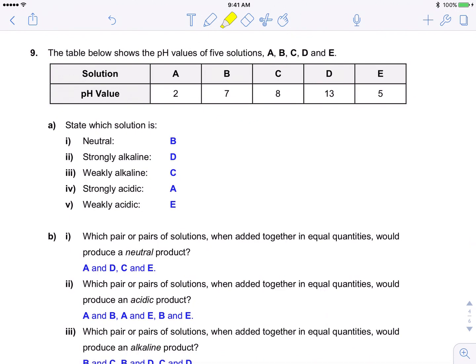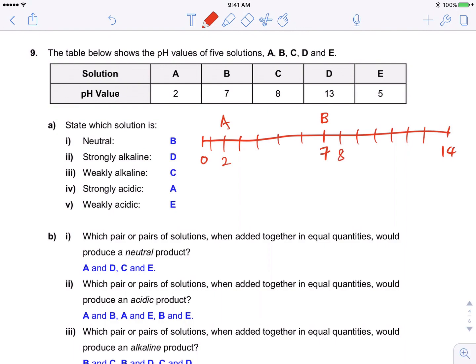Question 9, table shows the pH value of 5 solutions A, B, C, D, E. Let me draw it out. So for this kind of question, what I tend to do is, again, I draw a number line, 7 here, 6, 5, 4, 3, 2, 1. Okay, 8, 9, 10, 11, 12, 13, 14. So, at pH of 2, I have A, 7, I have B, 8, I have C, 13, I have D, 5, I have E.